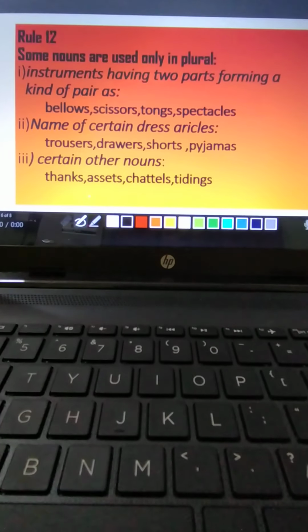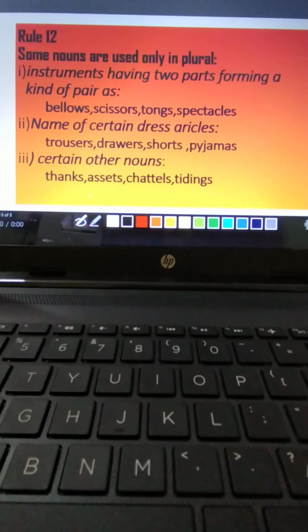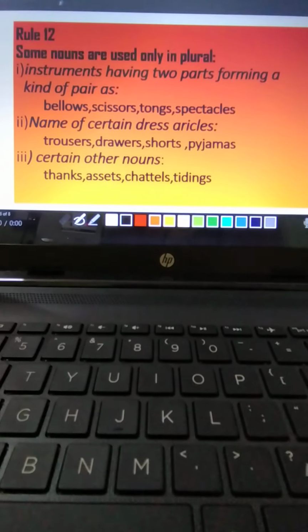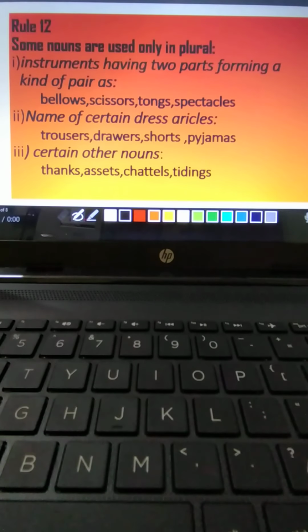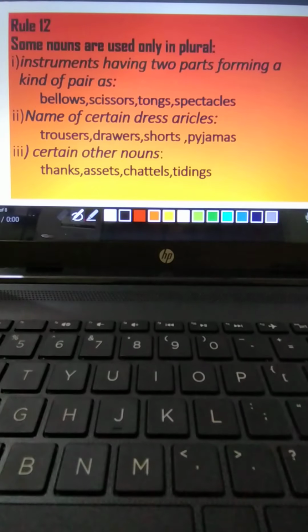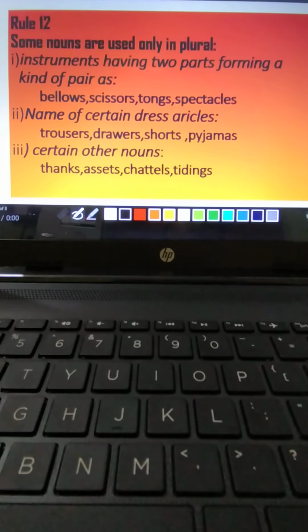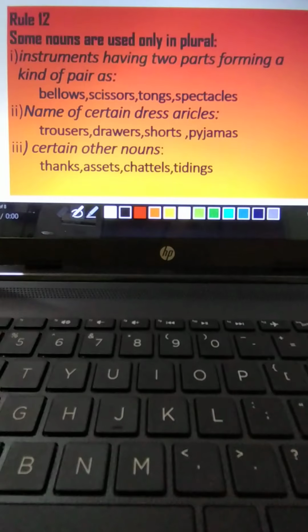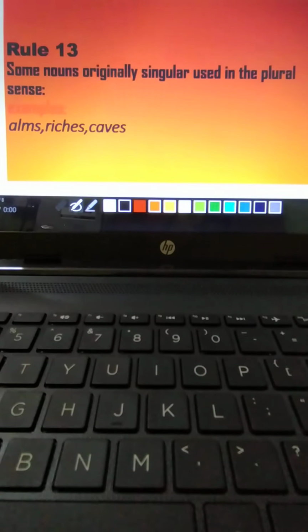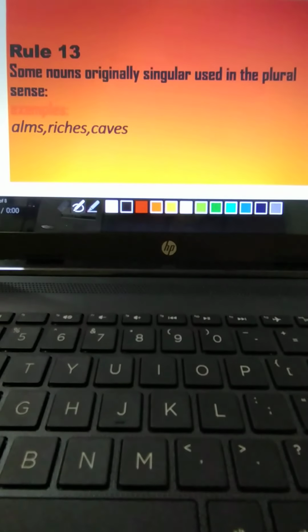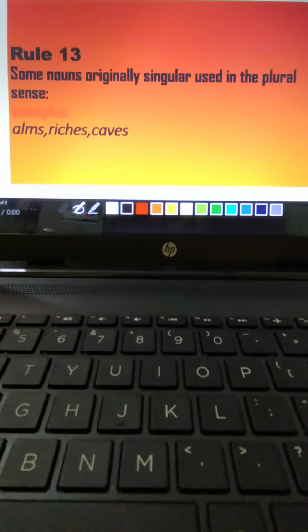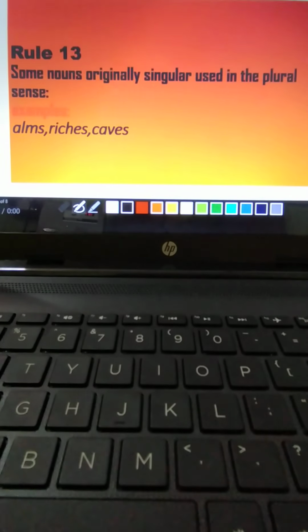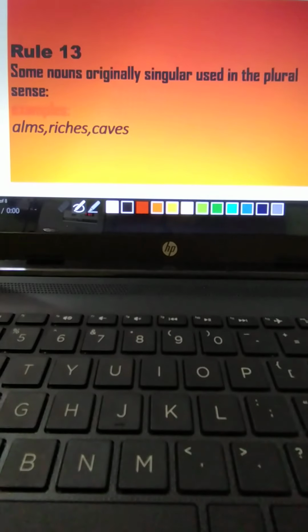Now tidings. All these are the words which are always used in the plural sense, never in the singular sense. Remember that. And there are many more examples mentioned in your book. Please keep your book in front of you so that you can go through a few more examples. Now rule number 13. Rule number 13 is some nouns originally singular used in the plural sense. Originally it is singular but used in the plural sense, such as alms.